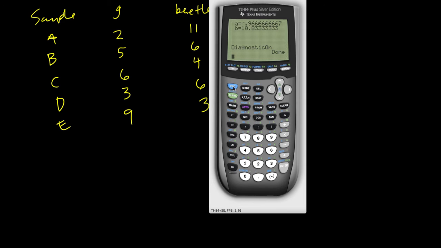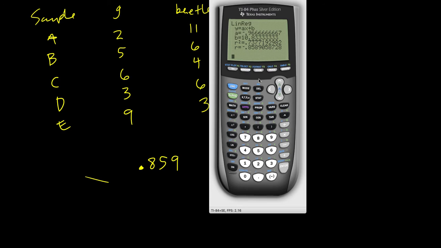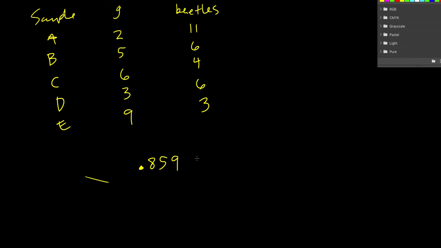I just need to say stat, go to calc, run the linear regression, do L1 comma L2. And now it gives me the R value. So my R value is 0.859 if I round to 3 significant figures. Is that 859? I already forgot what I said. Let me just double check that. 0.859, yes. Okay, so that's my R value.